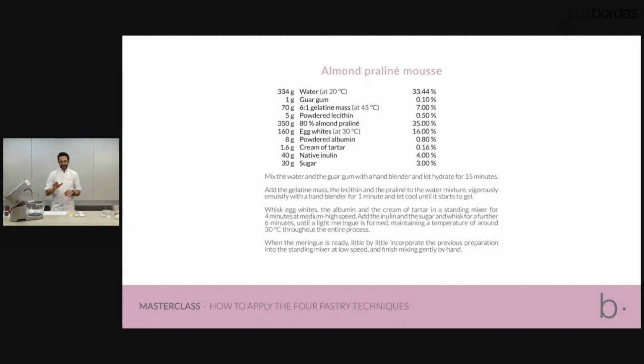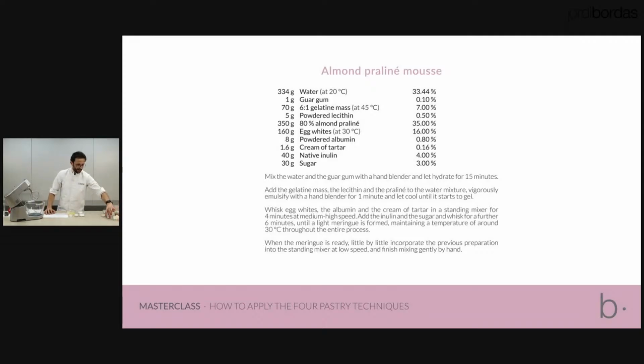We created from scratch. That means that we start with a white paper creating the recipe, and in that recipe we introduced the 4 techniques that we explained in the previous minutes of this masterclass. I'm going to explain ingredient for ingredient what is the function of the ingredients that we are using in that recipe. The first ingredient that you have in the recipe is water.